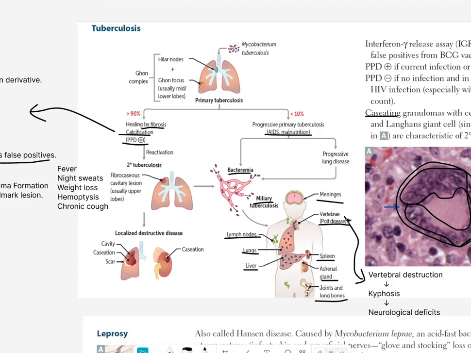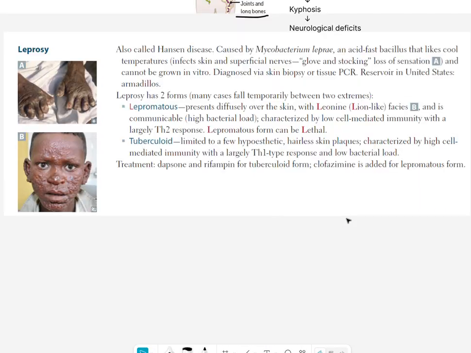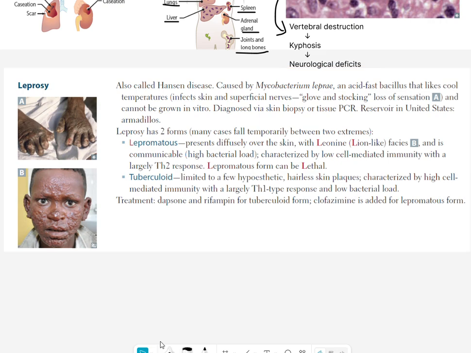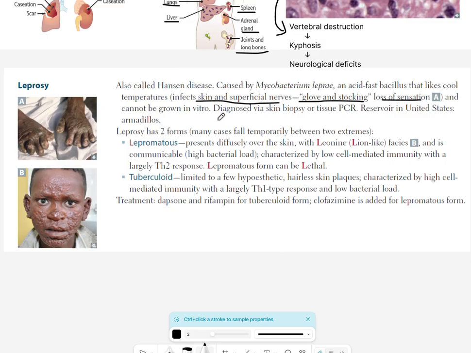Okay, let's move on to leprosy. Leprosy is also known as Hansen disease, right? It's caused by Mycobacterium leprae. This is also an acid-fast bacillus and it likes cool temperatures. It cannot be cultured in vitro, right? It targets the skin, peripheral nerves, nose, and ears. That's very important to know. It's like a glove and stocking pattern. There's slow loss of sensation, and it cannot be grown in vitro.